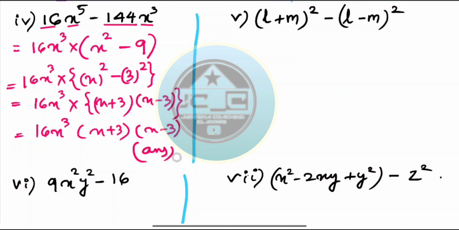This is the final answer. I hope you got it. Now let's move to the next one. Identity 1. Here in the first part of the question we should be using identity 1. In the second part of the question we should be using identity number 2, right?